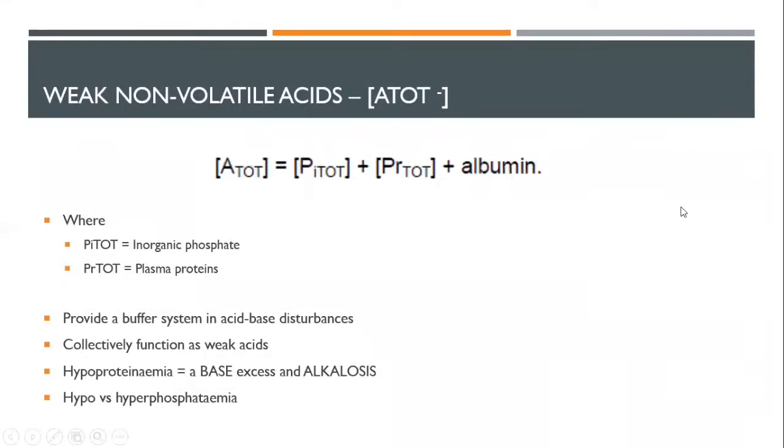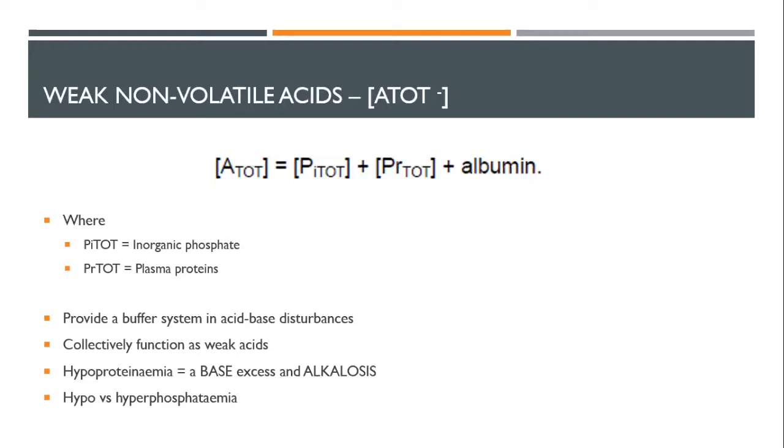Okay, so if we look at your A tot, your weak non-volatile acids, that's made up of your inorganic phosphates and your plasma proteins, and the one that contributes most, so it's actually even stated on its own, is albumin. And we know that this provides a buffer system for our acid-base disturbances. So they collectively all function as weak acids. So when you have less weak acids, your strong ion difference is going to increase and you're going to have an alkalosis. So that is why patients who are hypoproteinemic, they have a base excess and they have an alkalosis.